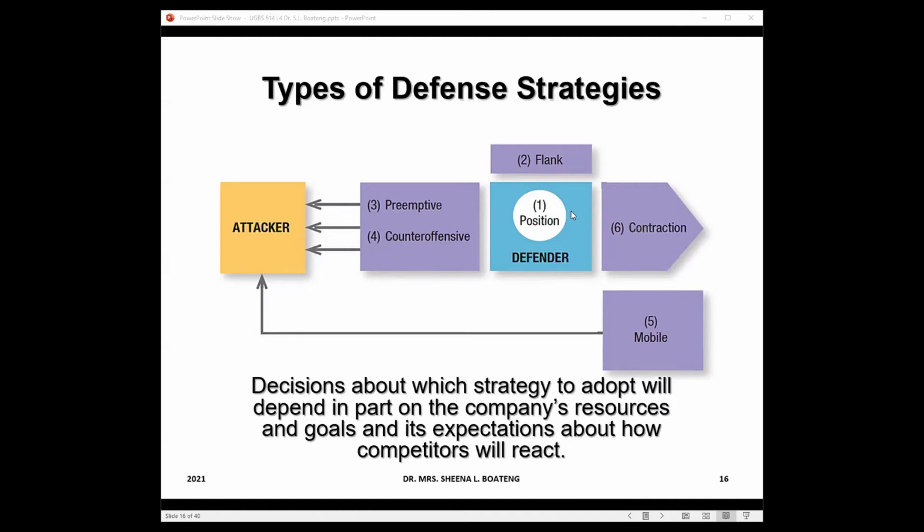Now, the decision on which of these attack strategies to use, or defense strategies to use, are largely dependent on the nature of the company and their goals and expectations, as well as the resources that they have at their disposal.